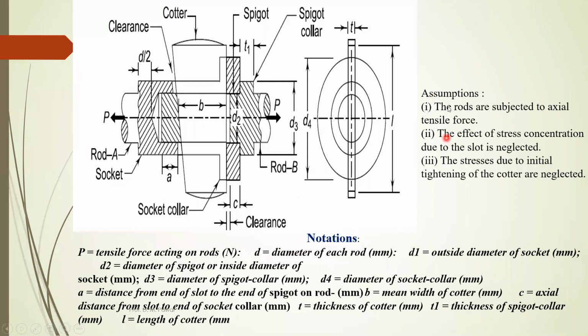Here are the assumptions we made before going to design this component. The assumptions are: rods are subjected to axial tensile force only. Then the effect of stress concentration is neglected. That is the most important assumption that will be required for selection of material. And the stresses due to the initial tightening of the cotter are neglected. So we are neglecting these two types of stresses.